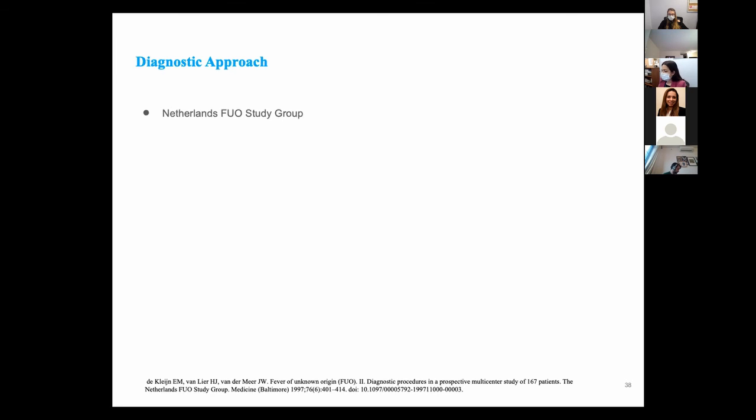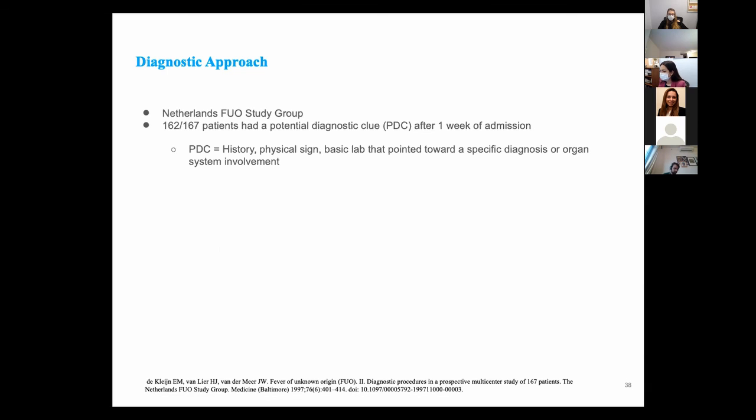So in terms of diagnostic approach, there was this data from the Netherlands. They have an FUO study group. And what they focused on was potential diagnostic clues. So in their series of 167 patients, they found that after 1 week of admission, the majority of these patients had at least one diagnostic clue, which is something in the history, on the physical, or basic lab that pointed towards a specific diagnosis or an organ system. And then they were able to further direct their workup based on that.